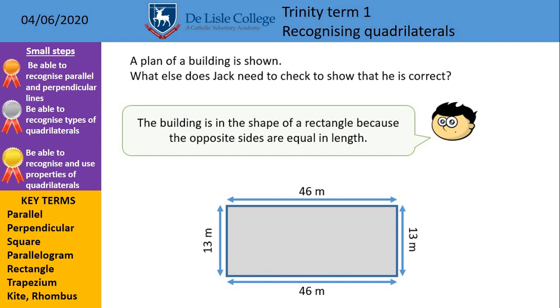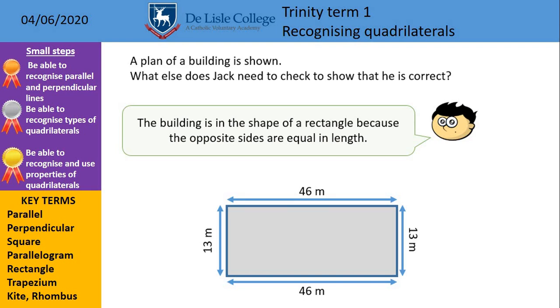Jack has done a plan of a building, and he said that the building is in the shape of a rectangle because the opposite sides are equal in length, which he's drawn on clearly. What else would he need to show to check that he is correct? What else do we tend to put on a rectangle that identifies it clearly as that shape? Have a think there. What else could be added to make it even clearer?